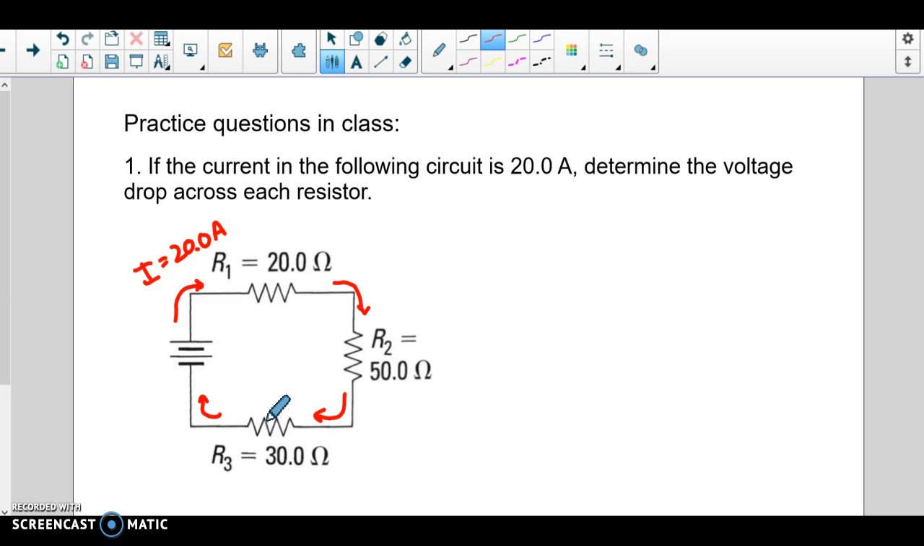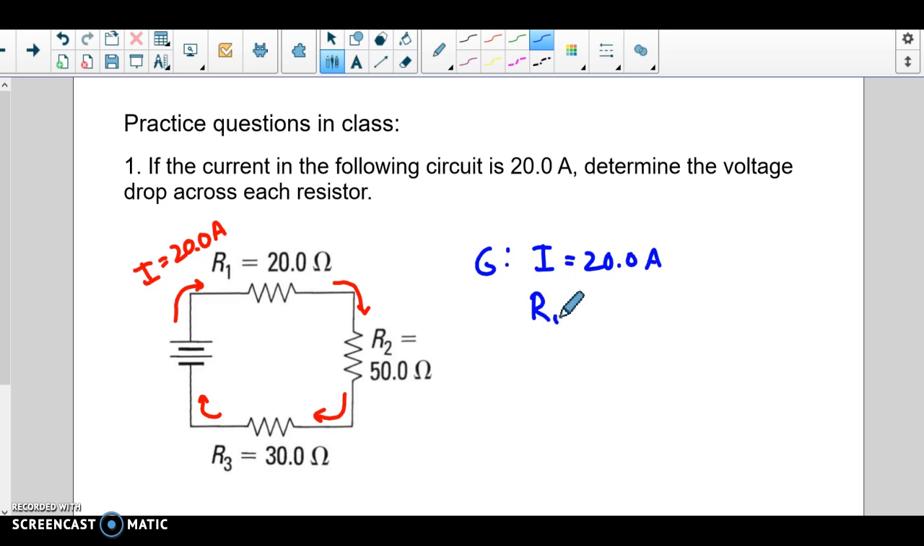So that means you automatically have to think about the relationships we just found concerning voltage and current in a series circuit. So I'm going to get started now with the GRASP method. So the first thing I'm going to do for the GRASP method is write down what I'm given. I'm given that the current in the circuit is 20 amps.